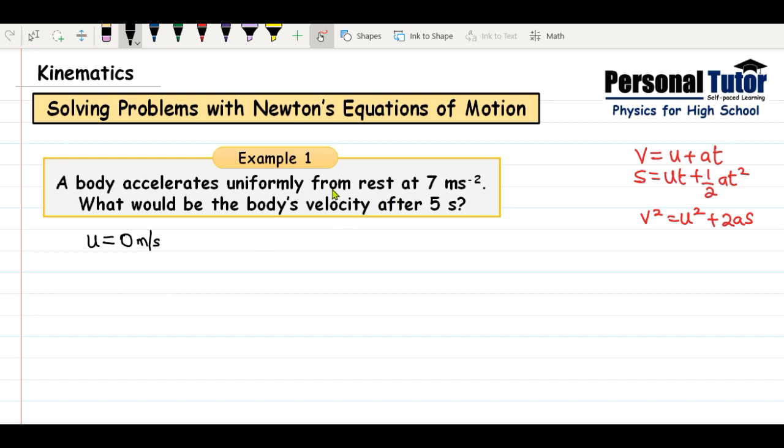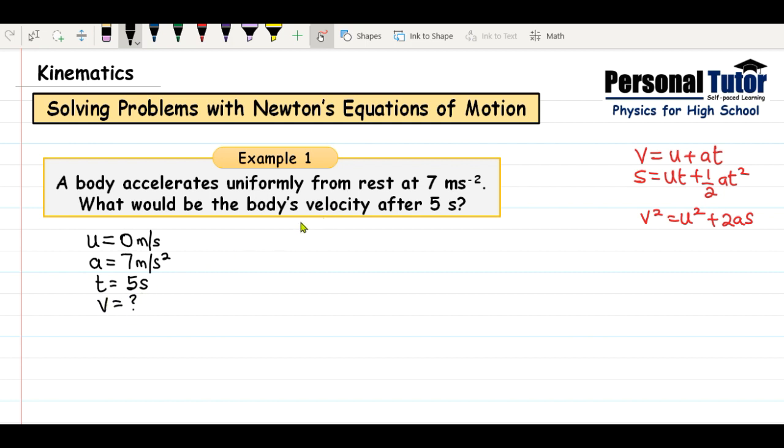Then it was accelerating at 7 meters per second squared. So this per second squared tells you it is an acceleration, 7 meters per second squared. What will be the body's velocity after 5 seconds? 5 seconds is time, so t is equal to 5 seconds. We are looking for the body's velocity, and obviously, it is the final velocity v that we are looking for.